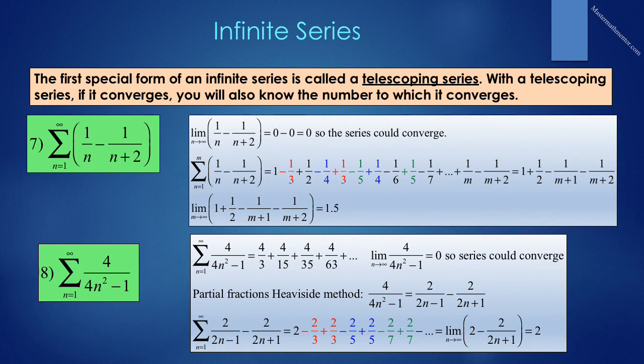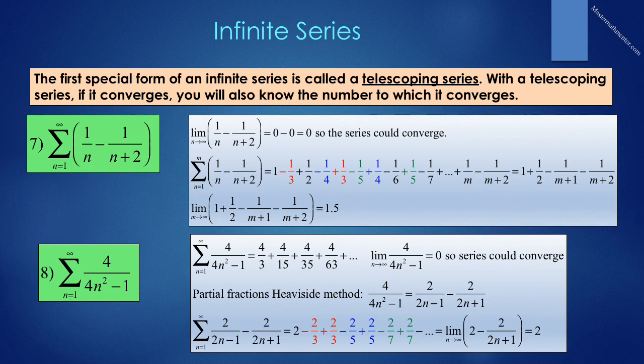Next, we will write out a series of terms. We will look at the summation n equals 1 to m of 1 over n minus 1 over n plus 2. And we get 1 minus 1/3 plus 1/2 minus 1/4 plus 1/3 minus 1/5 plus 1/4 minus 1/6 plus 1/5 minus 1/7 plus dot dot dot plus 1 over m minus 1 over m plus 2. And notice that everything will cancel. That's why it's called telescoping. Except the 1 and 1/2, and the last terms, 1 over m plus 1 minus 1 over m plus 2.